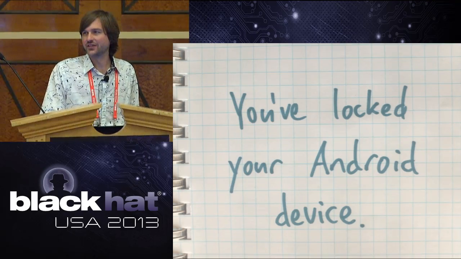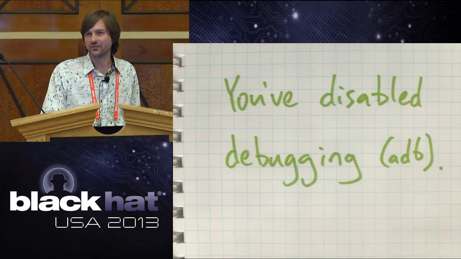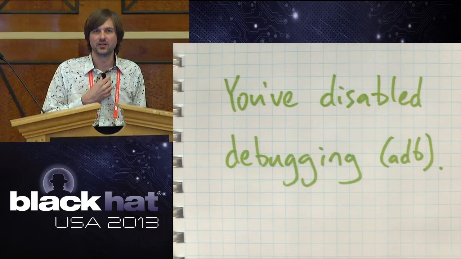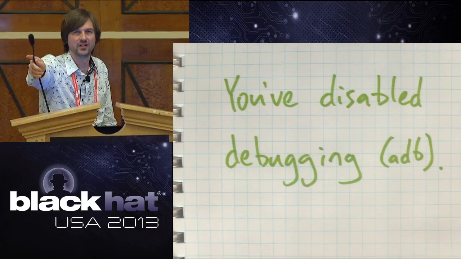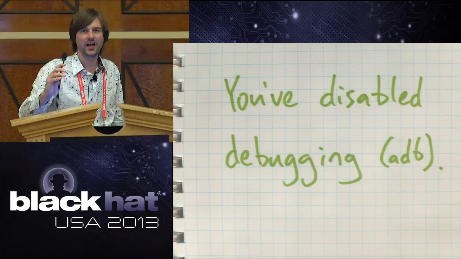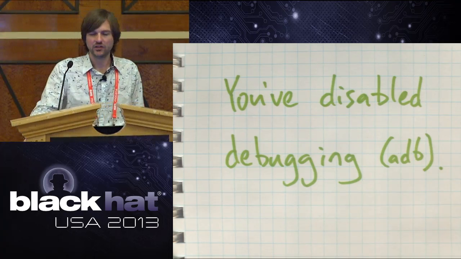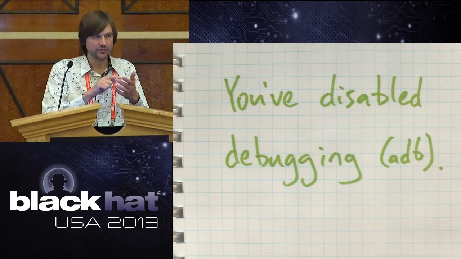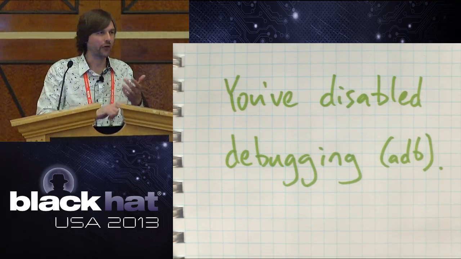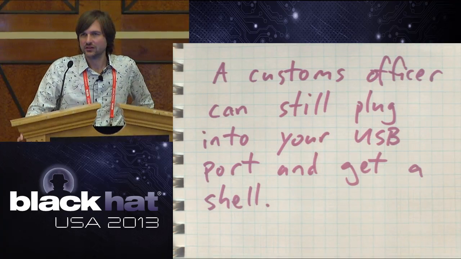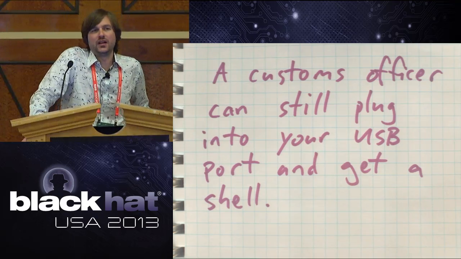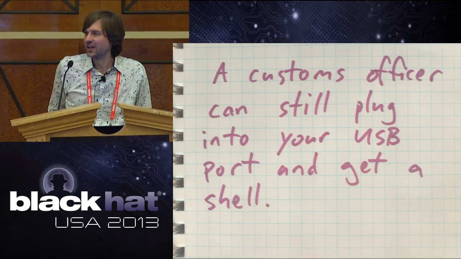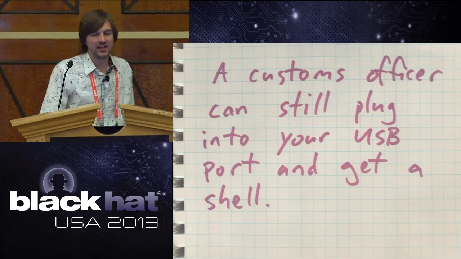You've locked your Android device. You've disabled debugging, ADB. You go into your phone and select USB debugging off. Somebody like a customs officer could still grab your device, plug something into your USB port, and get a shell. And we're going to show you how that can happen.